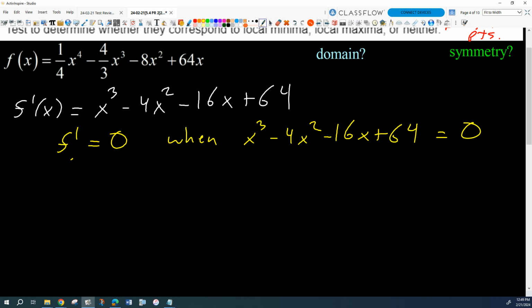To see if grouping is going to work, we just want to see if the ratio of the coefficients in the first two terms is the same as the ratio of the coefficients in the second two terms, right? That make sense? So in other words, 1 over negative 4, is that equal to negative 16 over 64? Yes. It is, isn't it? Yeah, okay.